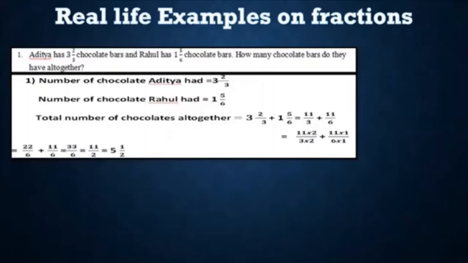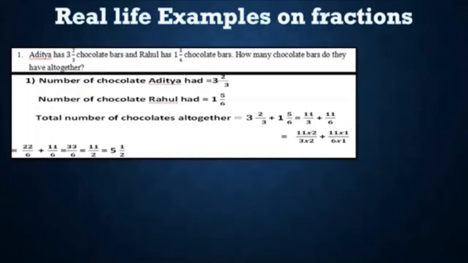So the number of chocolates Aditya has is equal to 3 2 by 3, and the number of chocolates Rahul had is 1 5 by 6. So the total number of chocolates altogether they have is 3 2 by 3 plus 1 5 by 6, which is equal to 11 by 3 plus 11 by 6. So now we'll have to find out the LCM of 3 and 6. The LCM of 3 and 6 is 6.